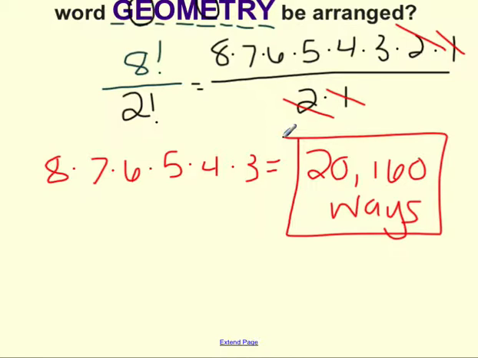Okay, so why do we have to divide when it's a repeating letter? Well, think about it. If we start with E, does it matter which E we start with? Well, no. So that's why we need to divide, to account for the fact that that E could show up twice and it would still look the same. So that's why we divide.